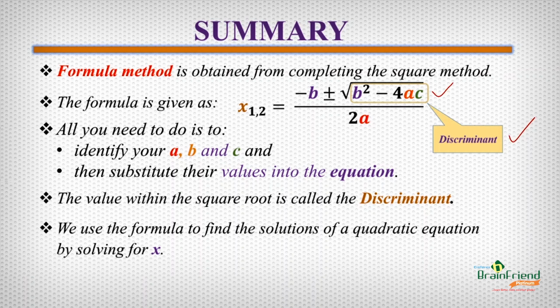We also learned that in solving quadratic equations using the formula method, all you need to do is to identify the values of a, b, and c, which are the coefficient of x², the coefficient of x, and the constant, respectively. Next, we need to substitute these obtained values into the equation. Also, we learned that the value within the square root is called the discriminant. Finally, we also learned that we use the formula method to find the solutions of a quadratic equation by solving for x. Now, let's try some test questions.